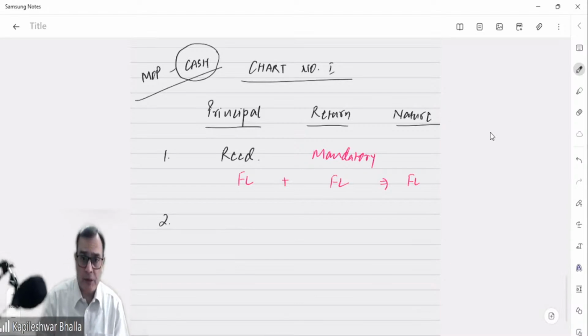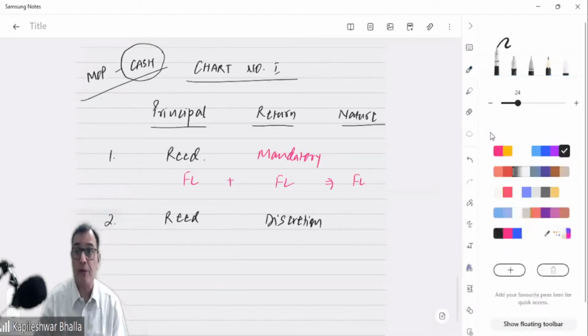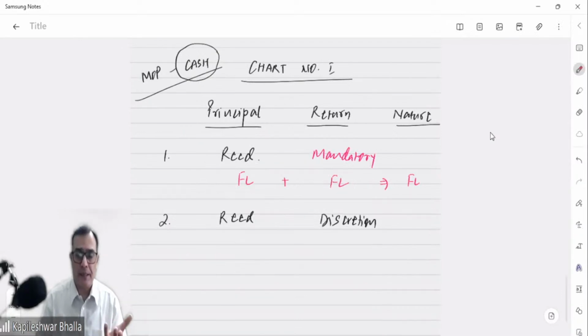Okay, let's take the next combination: it is a redeemable principal, followed by, let's say, a discretionary return in terms of interest or dividend. Now let's have a look. I think it goes without saying, as in the first case, that a redeemable instrument would mean that it is supposed to be a financial liability component.